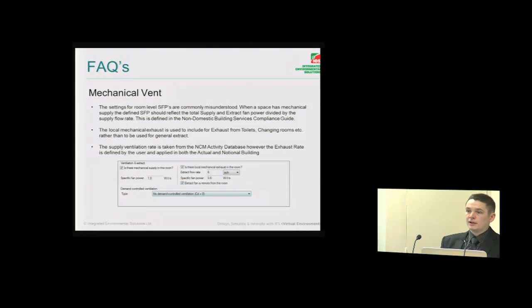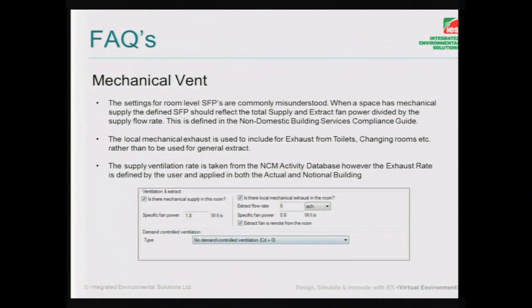Now, mechanical supply will be equal in both the notional building and the actual building, and based on the NCM activity database, whereas with our exhaust, the notional building will adopt whatever airflow rate the users enter. So it's essentially matching what's in the actual design. The difference would be that the specific fan power for mechanical exhaust would be fixed to a notional level. So that may not be the same as your actual design.